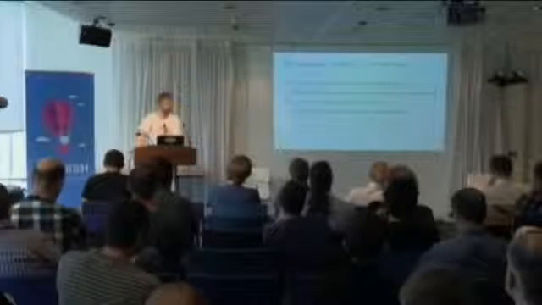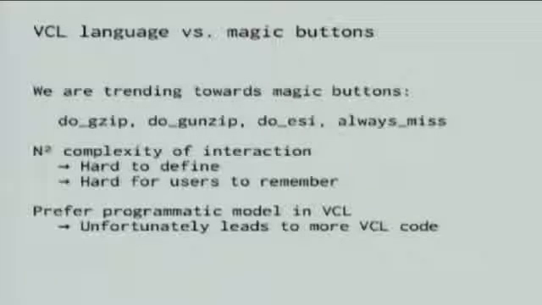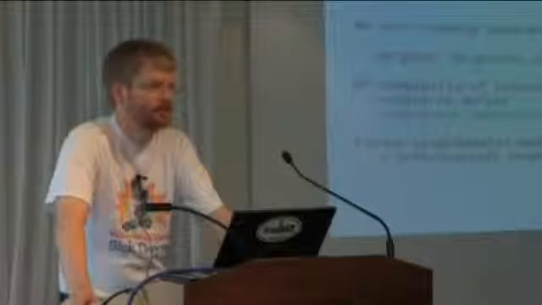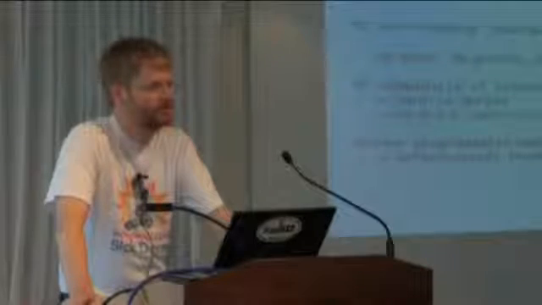This is actually where I spend a lot of time thinking. Right now, we have a trend towards what I call magic buttons, and I don't like it. We have all these do gzip, do gunzip, do ESI, etc. I really don't like them, because they have n-squared complexity. So what happens if you have do gzip and do ESI? It's hard to define what they should do together, and it's even harder for users to remember which ones go together and which ones don't.